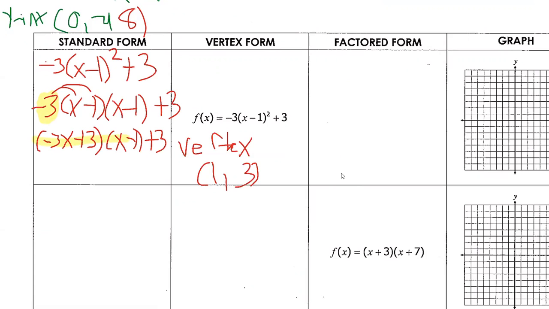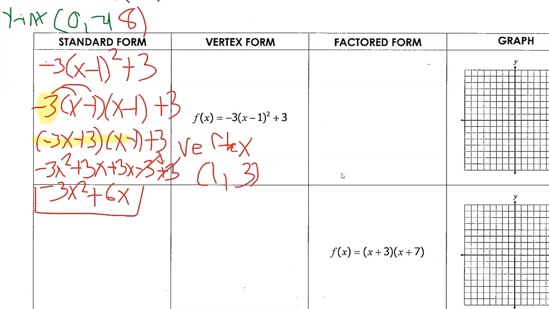So, -3x times x would be -3x². -3x times -1 would be +3x. Then +3 times x would just be another +3x. 3 times -1 would be -3. Don't forget to bring down this +3, so that really just cancels. So I don't want to write too big, but we have -3x² + 6x. And then if you want, you could put a +0, or basically there's no constant.